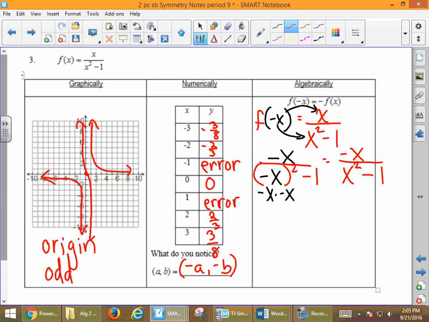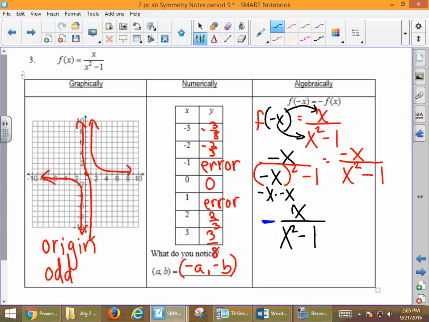That's what our left side, f of -x, equals. So we're going to compare that to the negated function. The negated function means, I wish I wouldn't have written in red, that we're going to have a negative in front of our entire function. And our entire function is x divided by x squared minus 1.